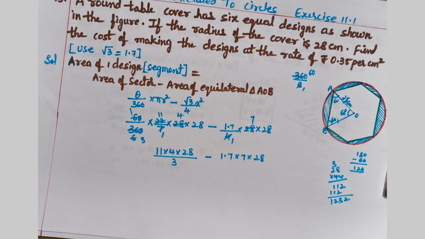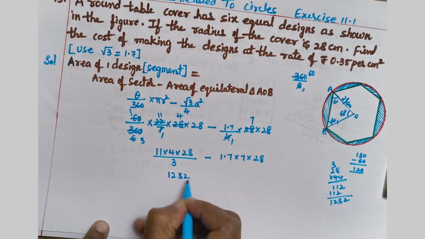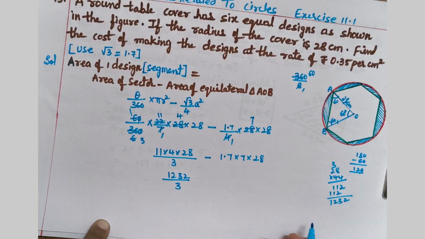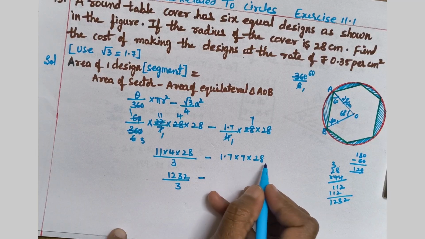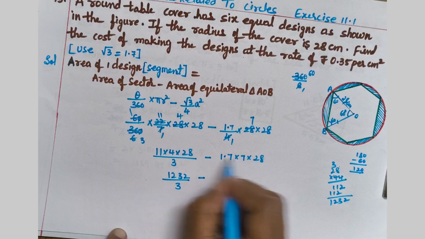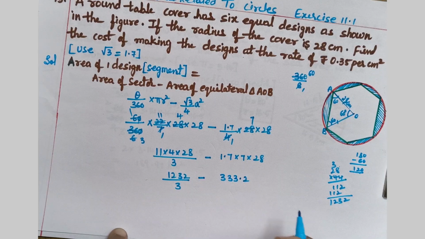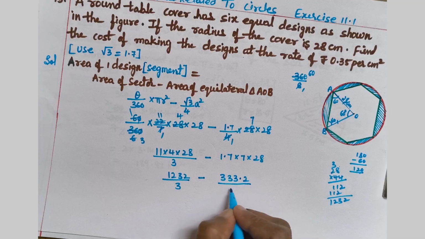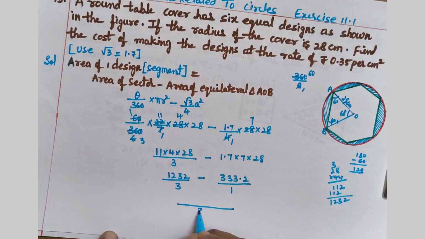Here you will get 1 2 3 2. Carefully listen. Here you will get 1 2 3 2 divided by 3, minus 1.7 into 7 into 28. This multiplied means you will get 333.2. Okay, now here down nothing means what? 1. So now what we will take? LCM we will take. What is the LCM? 3.